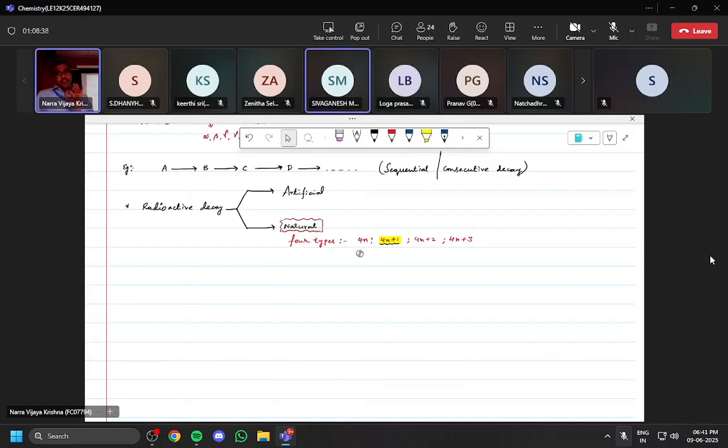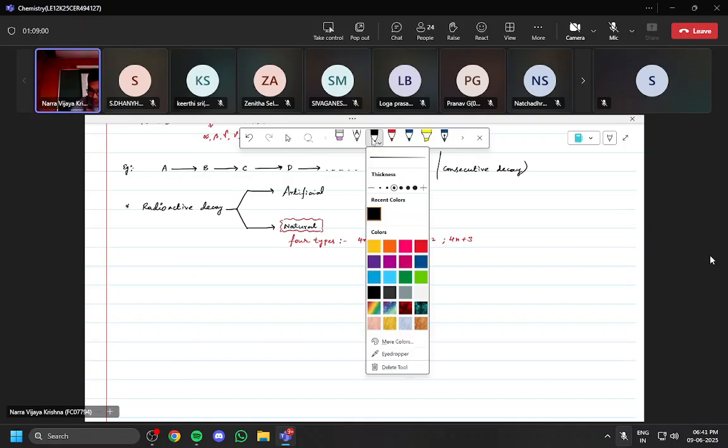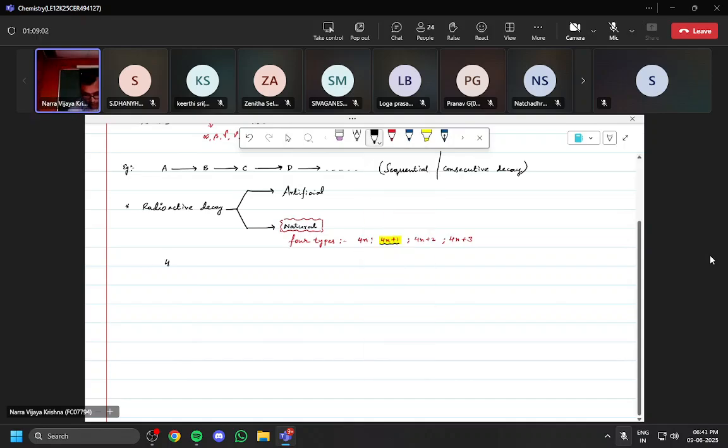We are discussing types of radioactive disintegrations, which we classify into two types: artificial and natural. In natural, they are 4n, 4n plus 1, 4n plus 2, 4n plus 3. So coming to the 4n series, we are talking about the 4n series.